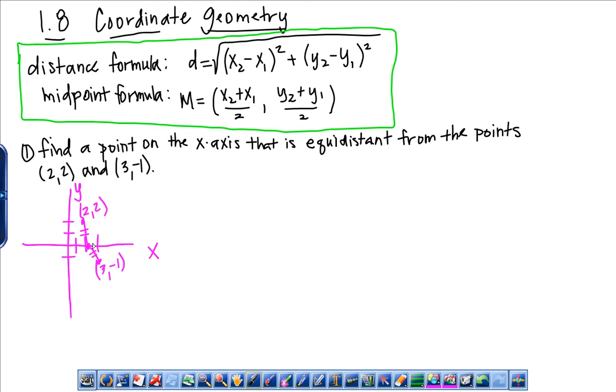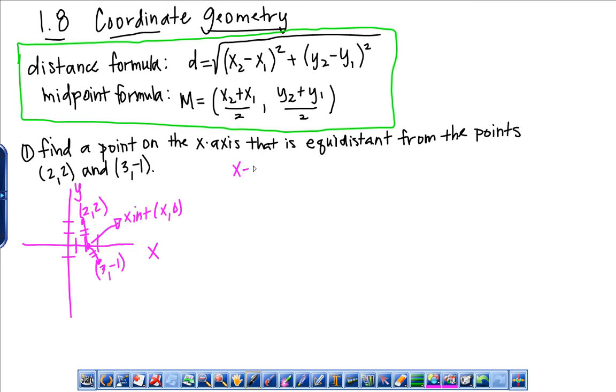Okay, so in order to find this point right here on the x-axis, we know this point is going to be an x-intercept. And in order to be an x-intercept, that means it's going to be (x, 0). So I'm going to go ahead and use my distance formula at the top. And I'm going to find the distance, because I need these to be the same. I'm going to find the distance between (2, 2) and my x-intercept, and (3, -1) and my x-intercept.